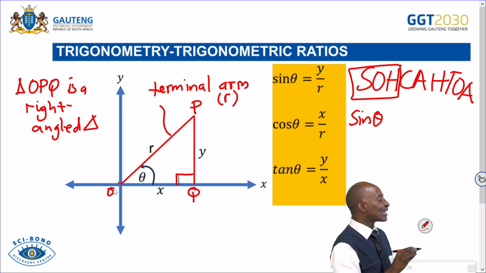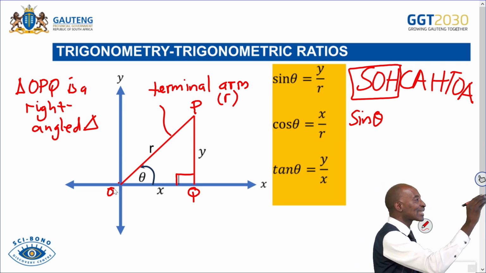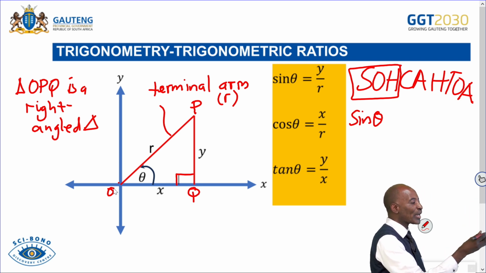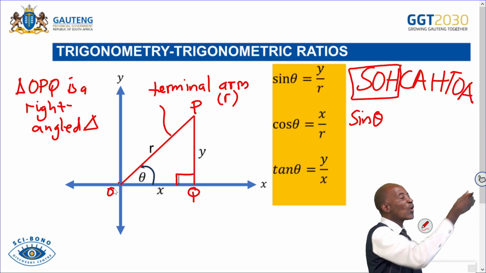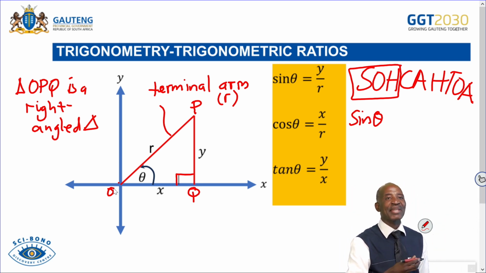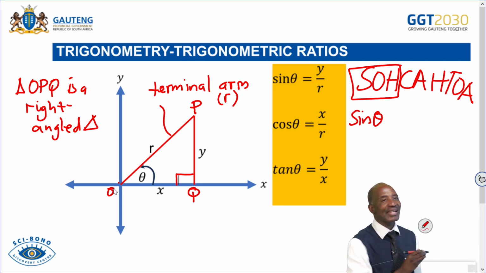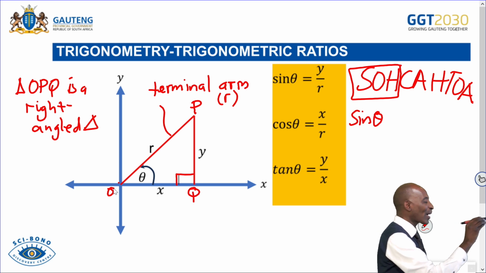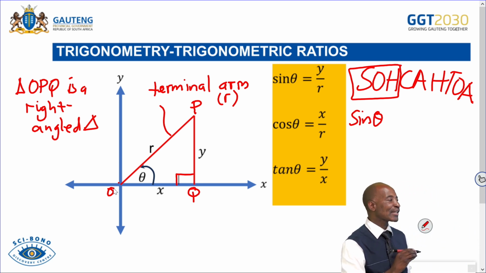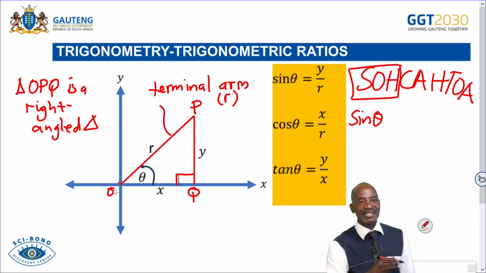So what does this mean? It means you first have to identify your point of reference, which in this case is angle theta. That is the angle of inclination of our line OP. We rotated from 0 degrees until we rested on OP, at which time it became our terminal arm. So OP being the terminal arm, it means we have rotated through a certain amount, which is what we have defined here as our theta. So our theta is going to be our angle of reference. When I'm positioned at theta, Y becomes the opposite side and X becomes the adjacent side.